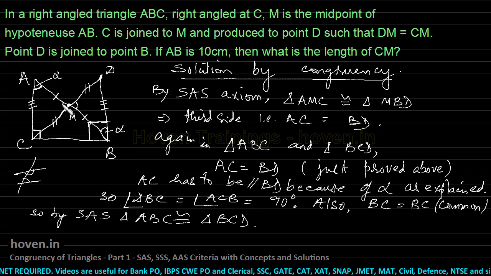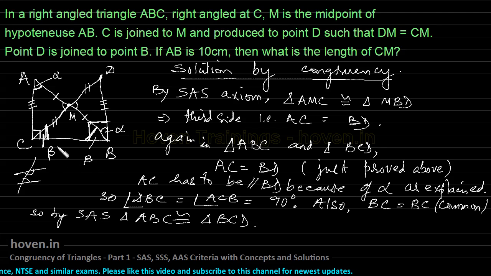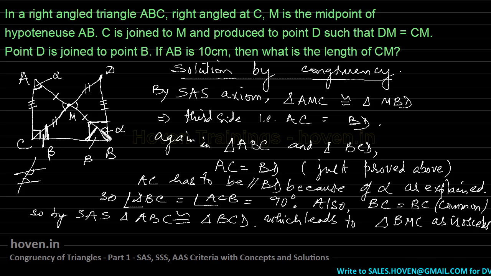So if this triangle is congruent to this triangle, then their respective angles have to be equal. Let us observe the angle opposite to these three ticks. Let this angle be called beta. Then the angle opposite to these three ticks will also be beta. So in this triangle, this is beta, this is beta, and triangle BMC becomes isosceles. This triangle has become an isosceles triangle, as we can see, this is beta and this is also beta.